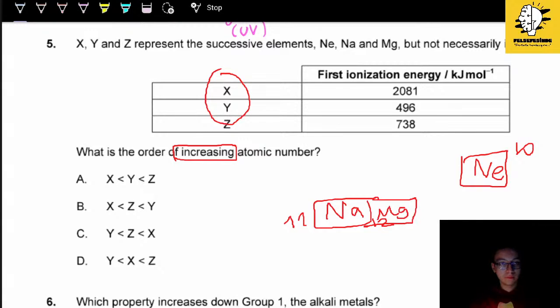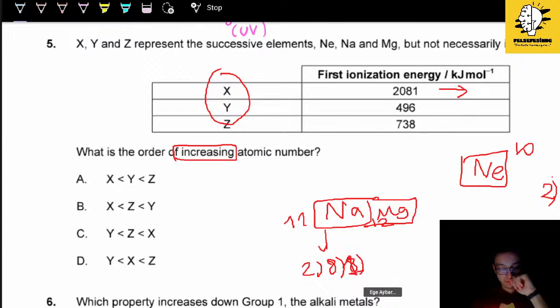So we know that when we remind ourselves of the valence electrons of these, then neon would be the hardest. Wait, let me write it. So neon is 2, 8, 8. Neon is 2, 8, bro. Sorry. Yeah, and this is 2, 8, and 2.